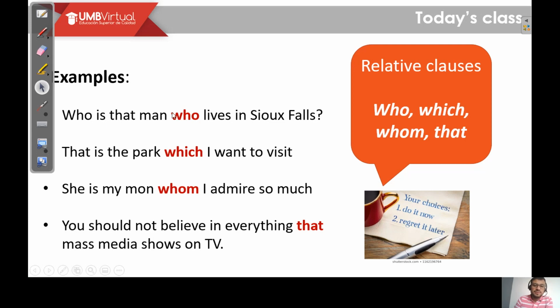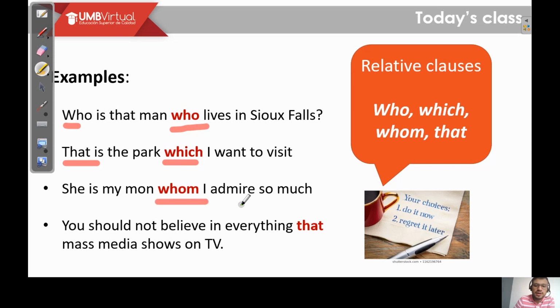Who is that man who lives in 6-4? So you're talking about this who again here. So you want to clarify something about this person. That is the park which I want to visit. Which, because you are referring to an object in there from a group. Because you have, for example, 3 parks, and you're referring to that park specifically.